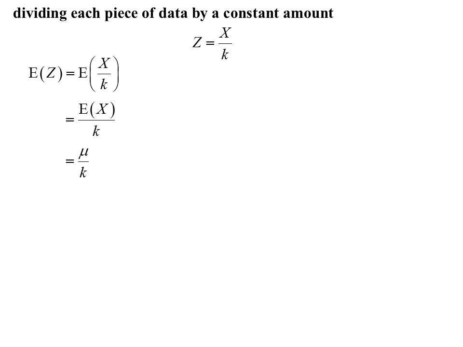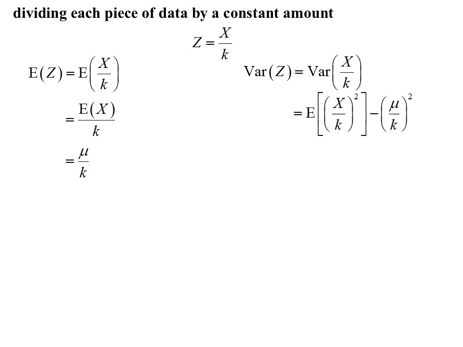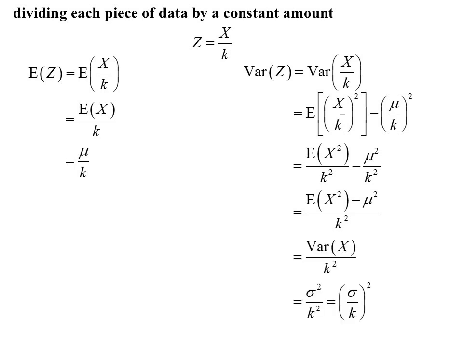My new average would just be mu on k. The variance of x on k, well, that's going to be the expected value of x on k squared minus mu on k squared, the average squared. But again, in this expected value, the 1 on k squared I could factorise out, and I'll get the expected value of x squared over k squared minus mu squared over k squared. The top of the fraction has just become the variance of the original data. So we get sigma squared on k squared.